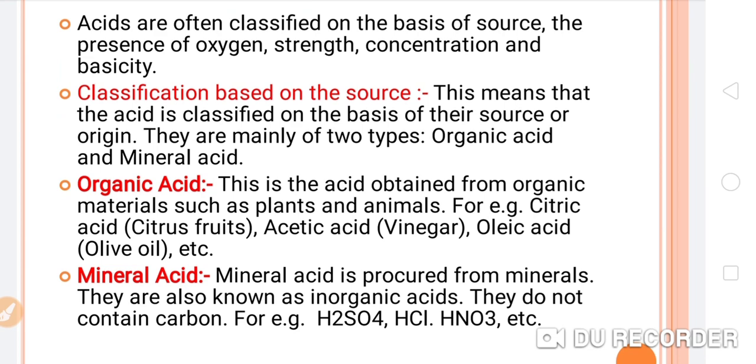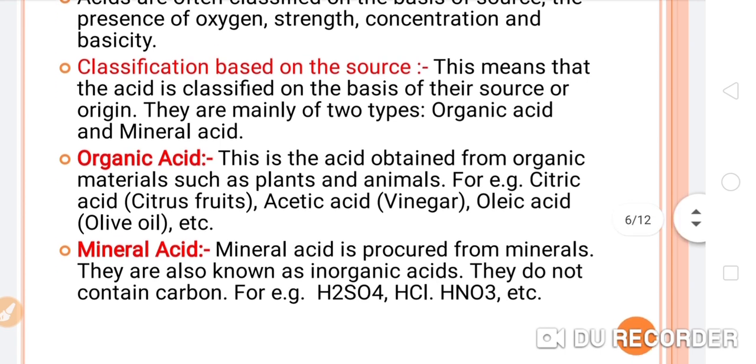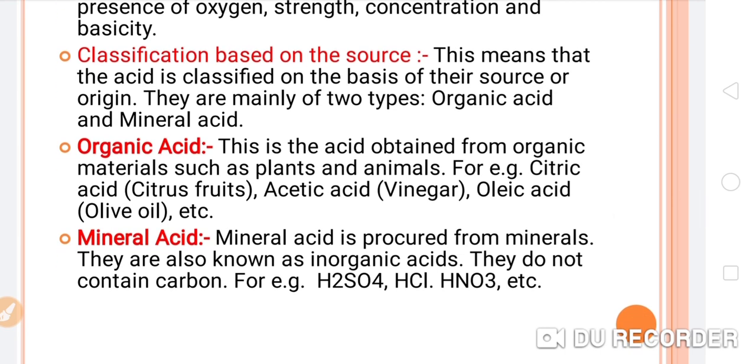So here we will classify acids on the basis of the source. This means that the acid is classified on the basis of their source or origin. They are mainly of two types. Number first, organic acid, and second one is a mineral acid. Organic acid means this is the acid obtained from the organic materials such as plants and animals.